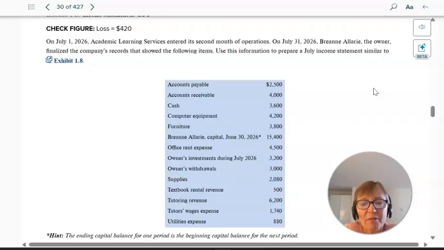Then we have office rent expense, which is an expense. We have investments, which also goes on our statement of equity. We have withdrawals. We have supplies, which is an asset. We have two types of revenue there, so we're going to have to add those two together. We've got textbook rental revenue, and we've got tutoring revenue. Then we have wages for the tutors, and then the utilities. Okay, so let's go have a look.